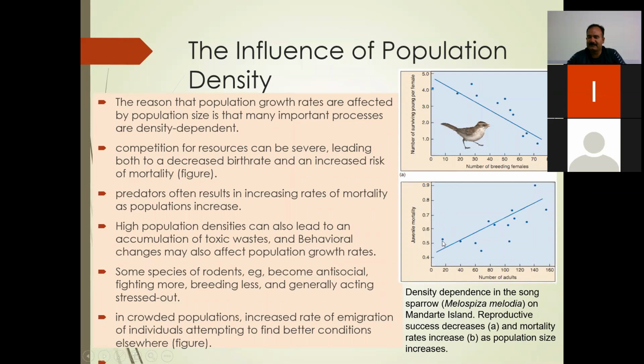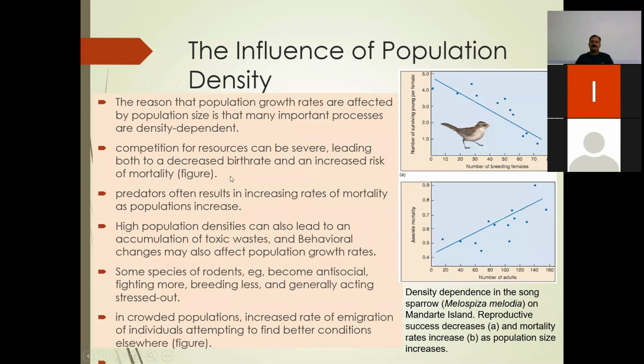So for density dependence in song sparrow, we have studied, first, that reproductive success decreased, and second, that due to population size, the mortality rate increased. As population size increases, the mortality rate will also increase in the case of juveniles.